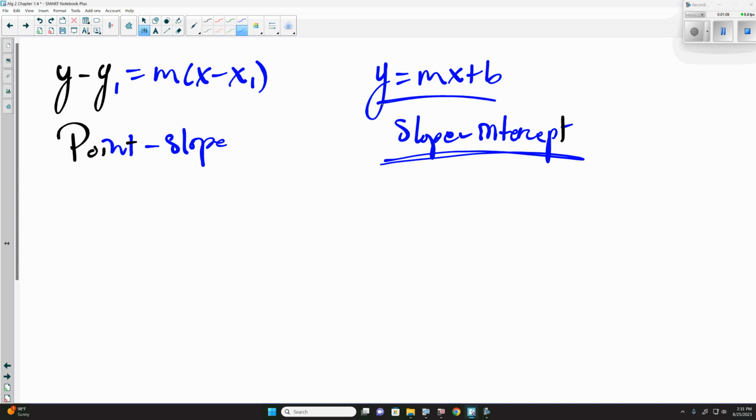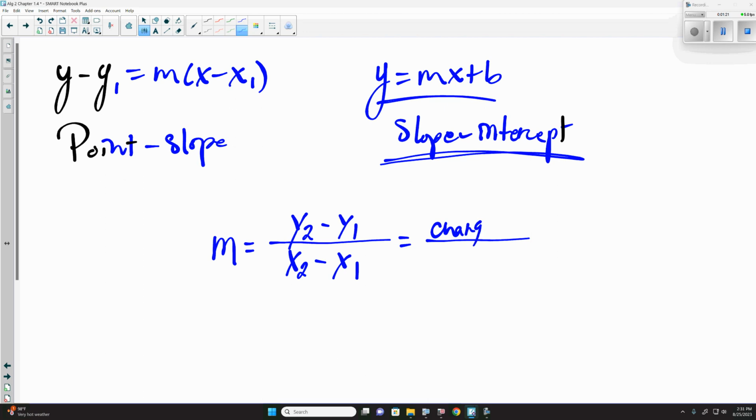The only other equation we have here is our slope formula, which is y2 minus y1 over x2 minus x1, which is our change in y over the change in x. Change in y over change in x. And we worked on some of this yesterday.